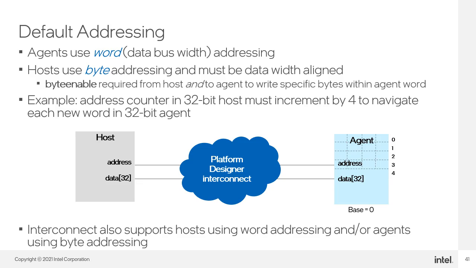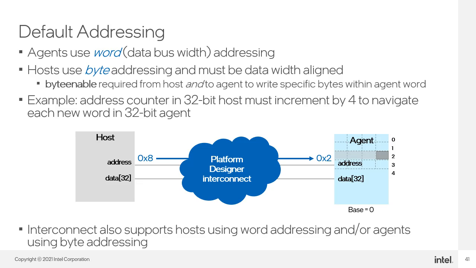In the example shown here, both the host and agent data buses are 32 bits. If the host were to issue a read or write request to address location 8, this address would correspond to word address 2 on the agent as shown. The conversion of byte to word addressing is handled automatically by the Platform Designer interconnect.